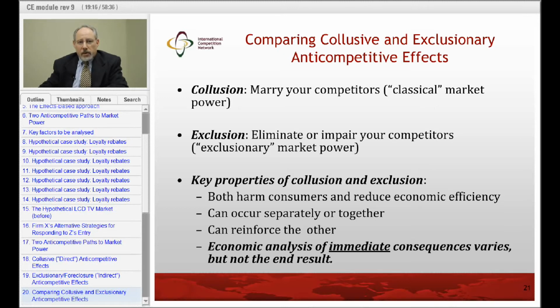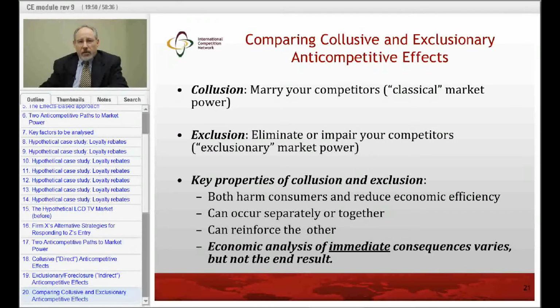The important point is that the economic analysis of the immediate consequences can vary. With collusion, we focus on the immediate economic consequence downstream. With a cartel, we look at retailers and dealers and consumers and see what the impact is. With exclusion, the analysis of effects is sort of two steps. First, we look at the impact on the rival, and second, the ultimate impact on consumers and retailers. Again, the end result will be the same.